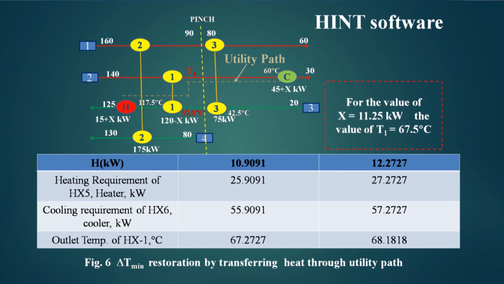So, it is 15 plus 11.25, which comes out to be 26.25. So, my heater load becomes 26.25. Now, the loading of this heat exchanger becomes 120 minus 11.25, which comes out to be 108.75, and the load of the cooler is 45 plus 11.25, which comes out to be 56.25. Now, if these loads are changed of this heater and this heat exchanger and this cooler, then T1 becomes 67.5, and hence the delta T minimum violation is removed.